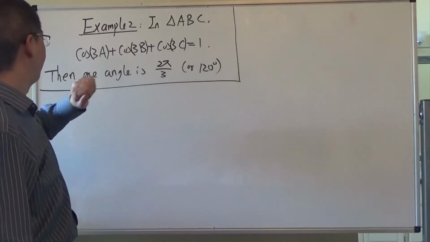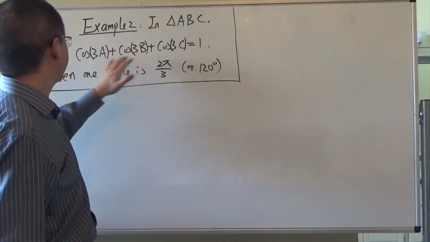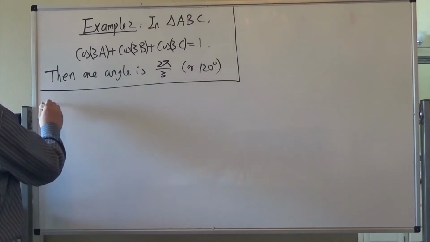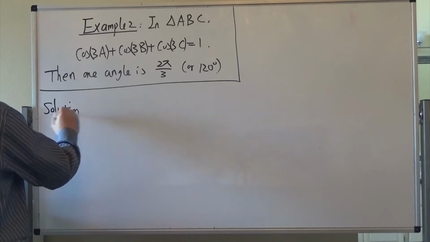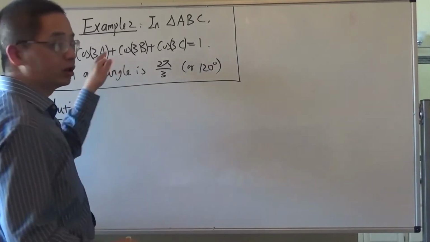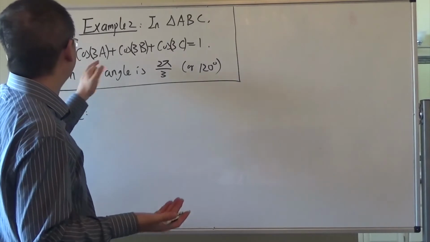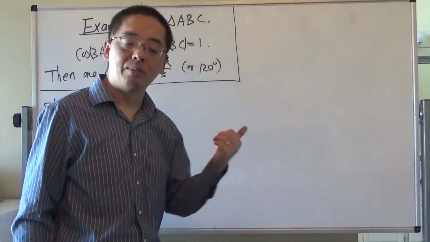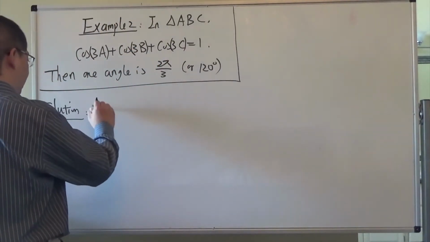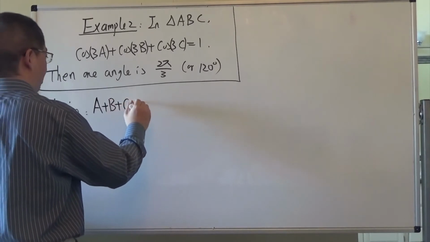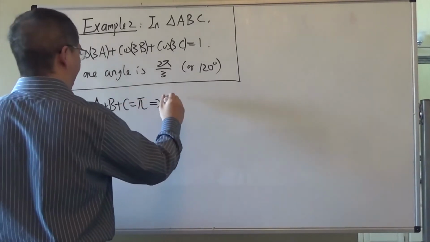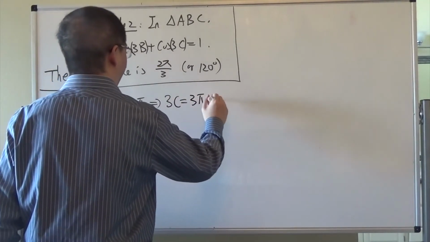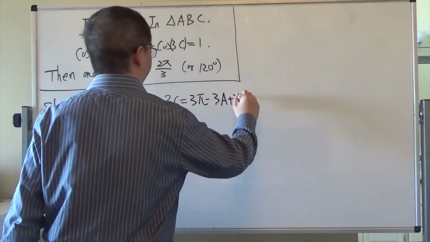Okay. For this problem, essentially, what we need to do is solve this trigonometric equation. First, let's simplify a little bit. We try to link A, B, C together. You see here we have 3 unknowns, A, B, C. Let's use trigonometric identities to reduce the number of variables. Because we know that A plus B plus C equals pi, this implies 3C equals 3 pi minus 3A plus 3B.